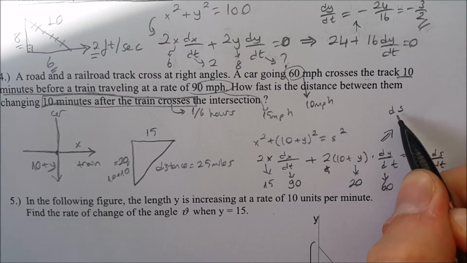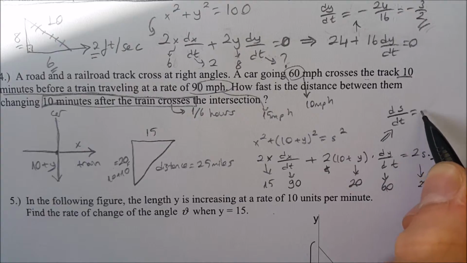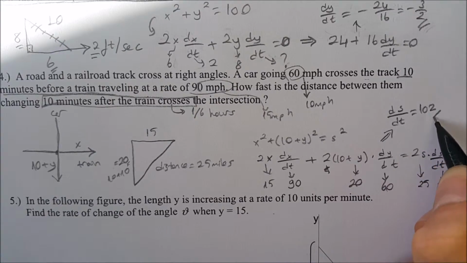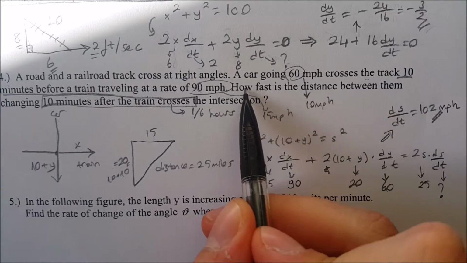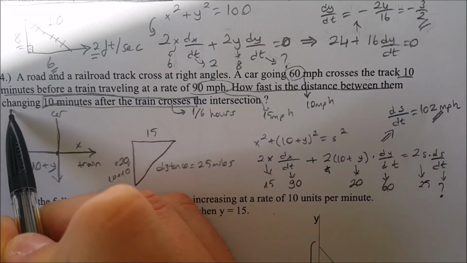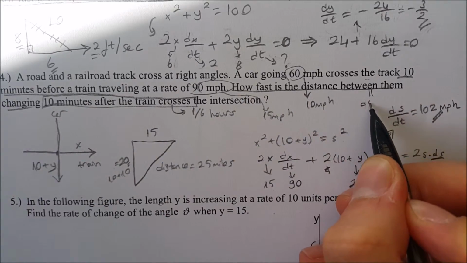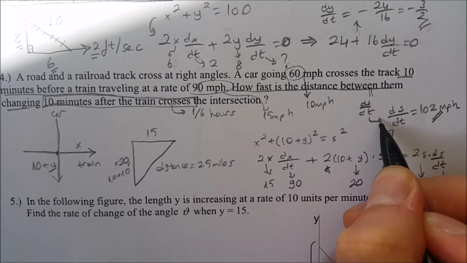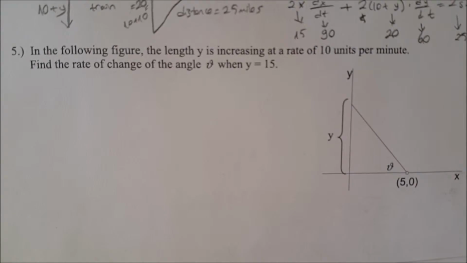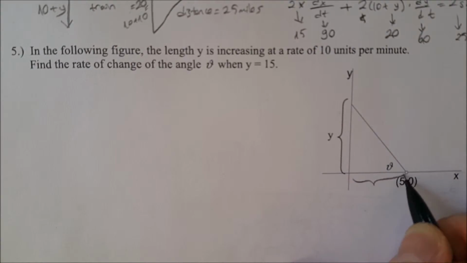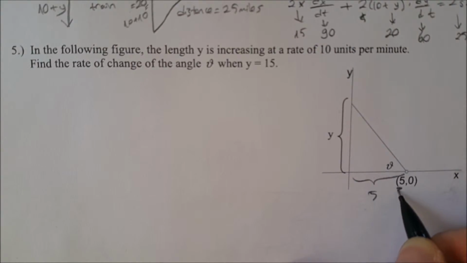Then we know the s from the Pythagorean theorem is 25, and now all we need to find is the ds over dt from the equation. And now if you do the math correctly, you can find that ds over dt would be equal to 102 miles per hour.